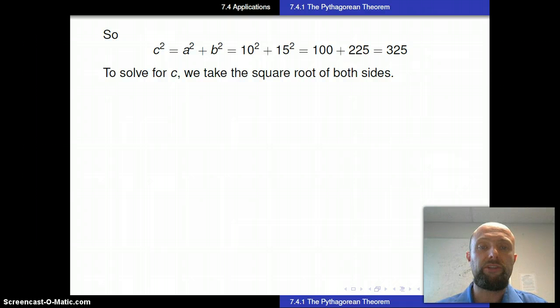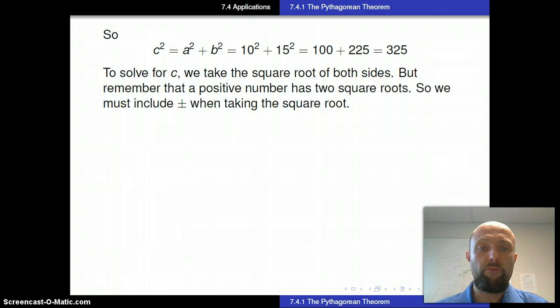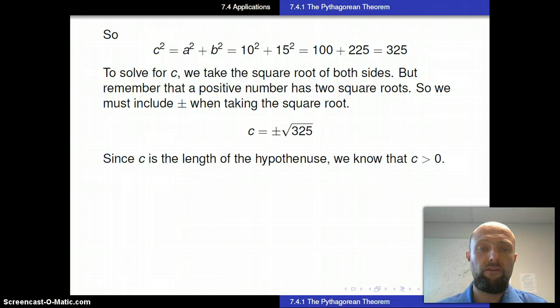To solve for c, we take the square root of both sides. But remember that a positive number, like 325, has two square roots. So we must include plus or minus when taking the square root. So c is plus or minus the square root of 325. Since c is the length of the hypotenuse, we know that c is positive. So c is the positive square root.